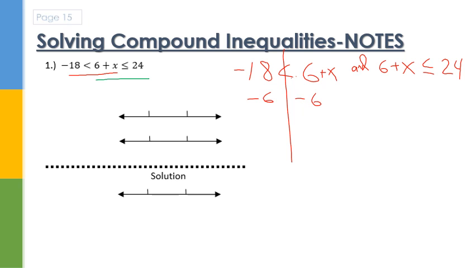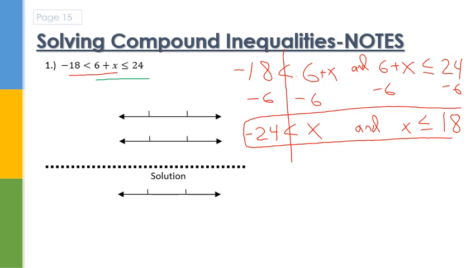So we're going to move the 6 by subtracting. So you end up with negative 24 is less than x, not 6 is less than x. This is a compound and. I'm going to subtract the 6 here. You're going to notice that sometimes it's like, oh, I did the same step. Yeah, because the middle was the same for both of them. And then it's 24 minus 6, so we're going to get 18. Okay, so now we have a compound and. Negative 24 is less than x, and x is less than or equal to 18.